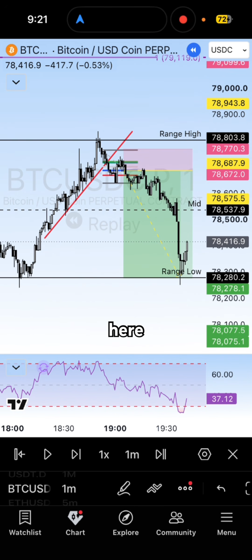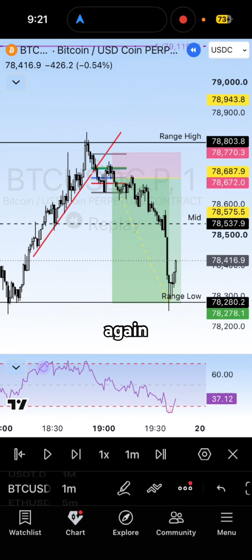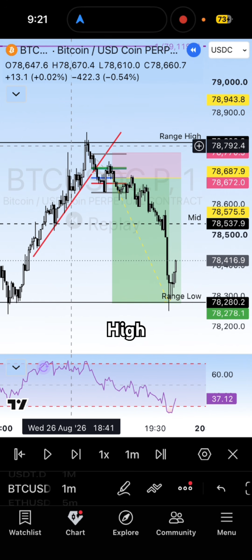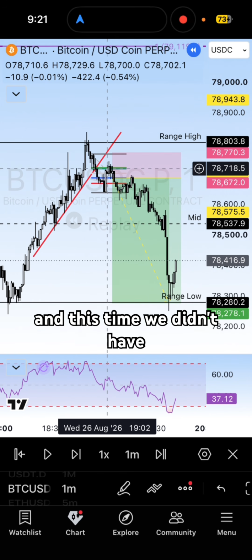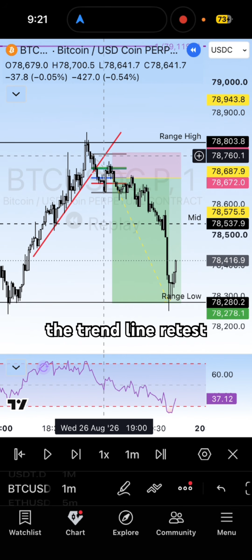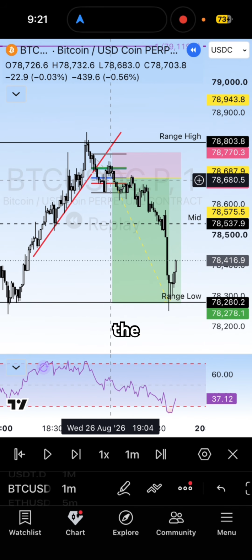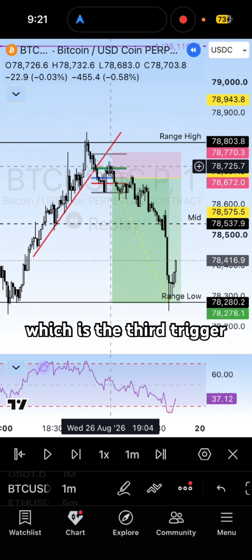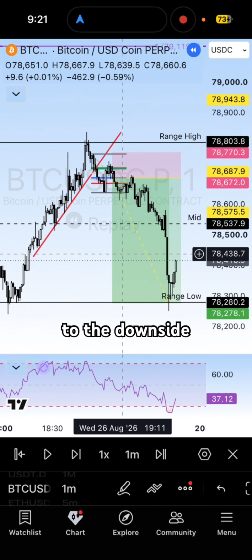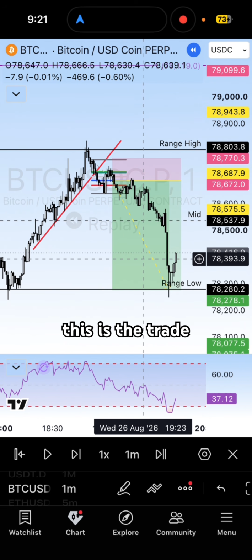So here we have three triggers. The first trigger again was the range high, second trigger was a trend line break, and this time we didn't have the trend line retest here, but we had a retest at the green FIB here, which is the third trigger, and then you play it to the downside. So this is the trade recap.